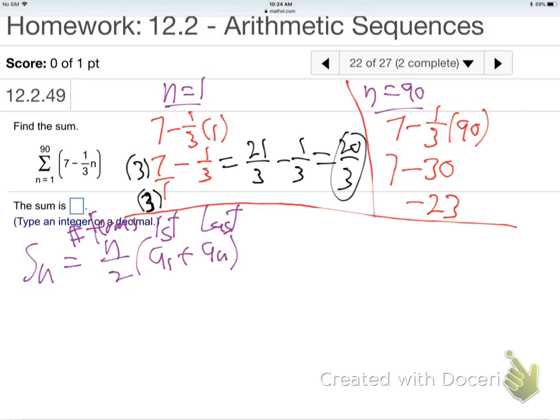Okay, everybody good to there? Then plug in. Number of terms is 90. First term is 20/3. Last term is negative 23. Good to there so far?